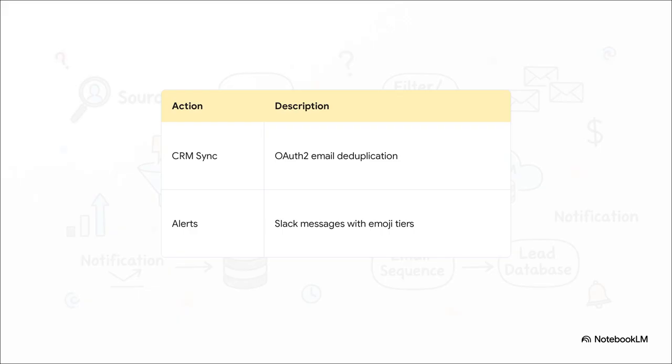And this setup brilliantly highlights the tangible results for your team. Through OAuth 2, the workflow instantly creates or updates records in HubSpot or Salesforce, utilizing this clever search-then-decide logic to perfectly deduplicate everything by email. At the exact same time, it fires off an alert to your sales team's Slack channel. And I just love this little detail. It uses emoji tiers. A hot lead pops up with a fire emoji, a warm lead gets a little cloud, and a cold lead gets a snowflake.